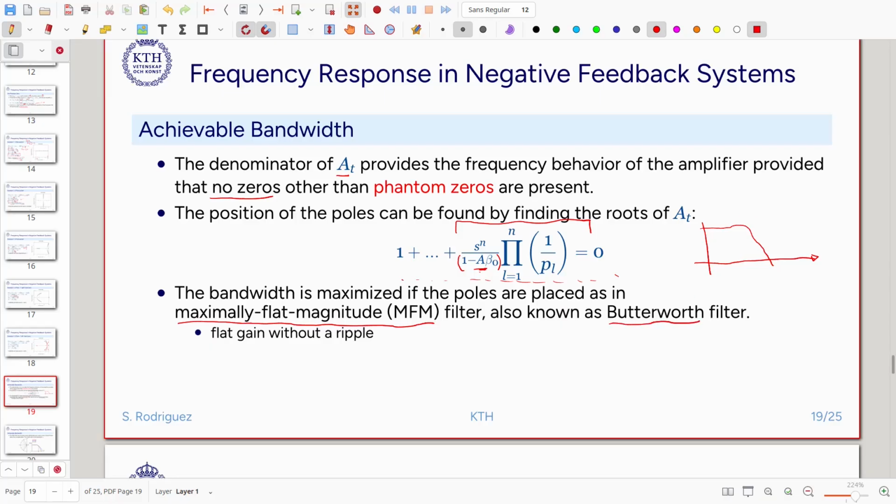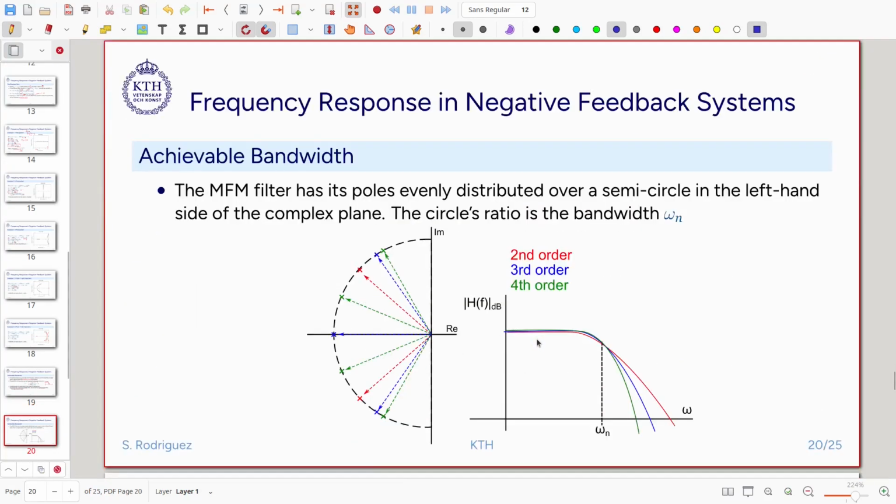This filter is interesting because it has a very flat response at low frequencies, and then it goes down. This characteristic is important because we want flat, or as flat as possible, amplification in all the bandwidth of interest. There are some filters that look like this instead. We do not want filters with ripple because the gain will be different at different frequencies. So this Butterworth filter, or maximally flat magnitude filter, becomes interesting for us, and so let's study it a little bit.